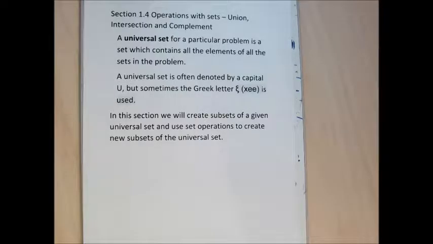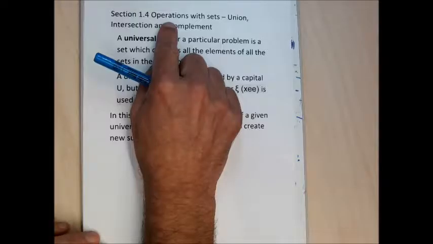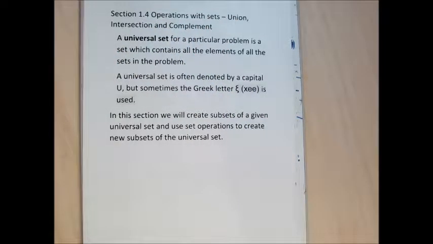So this is going to be kind of halfway through Chapter 1. There's 7 sections in Chapter 1. All of them, in some sense, deal with sets. Section 1.4 is dealing with operations with sets, which are unions, intersections, and complements. Somehow it's going to be taking one set or multiple sets and creating new sets from the sets.